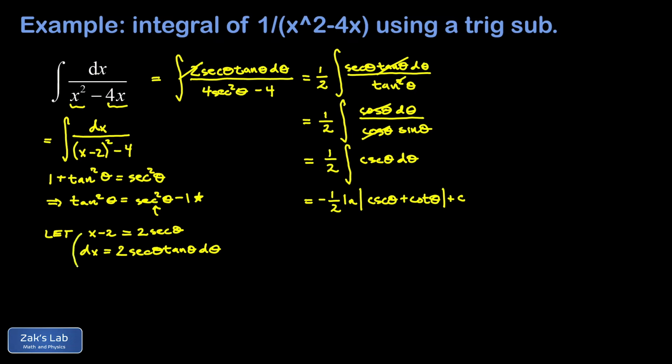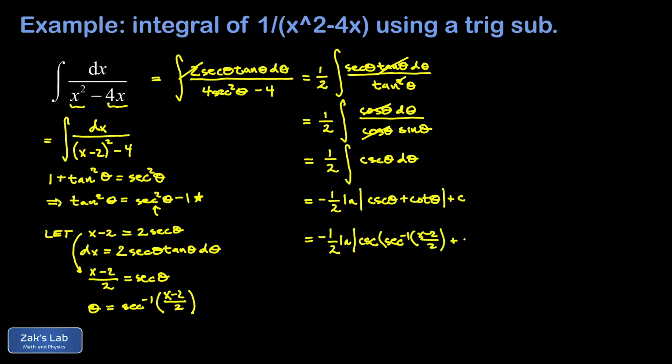So we need to express theta as a function of x. So if I go back to our original substitution, x minus 2 is 2 secant theta. I need to divide both sides of that by 2 and then invert the secant function. So theta is going to be the inverse secant. In other words, the angle whose secant is x minus 2 divided by 2. So now we find ourselves computing trig functions of an inverse trig function. I have the cosecant of the angle whose secant is x minus 2 over 2. And I have the cotangent of the angle whose secant is x minus 2 over 2. And of course our plus c is still hanging around.